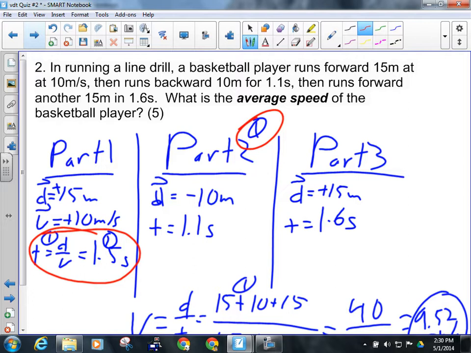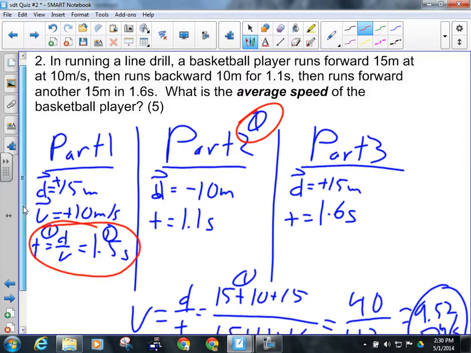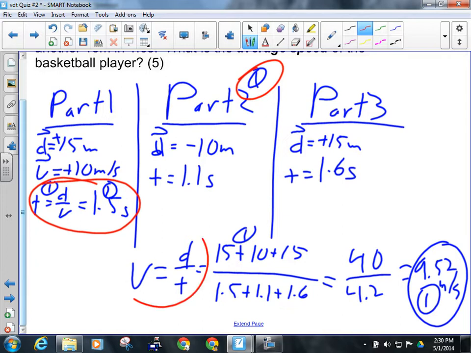In part 2, they already give me distance and time, so I don't need to do any calculating for part 2 because I already have everything I need there. And in part 3, same thing. They gave me the distance and the time, so I don't need to do any calculating there. My next step then is to do my total distance over total time calculation.